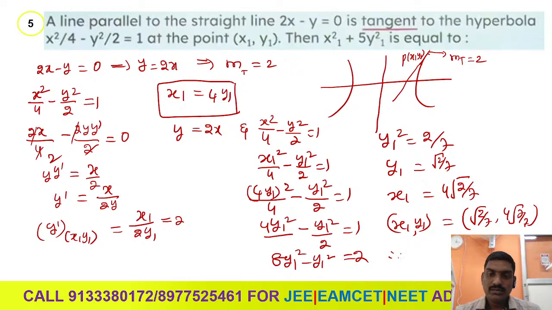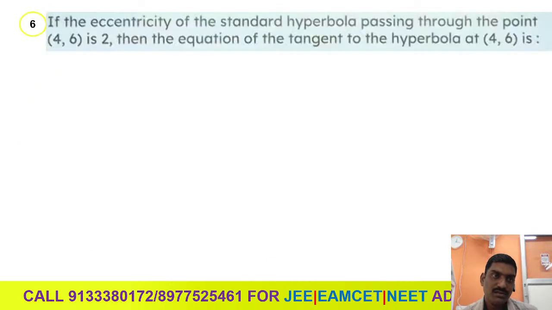So x1 square plus 5y1 square. Here x1 square is 32 over 7, and y1 square is 2 over 7, times 5. So 32 plus 10 over 7, that is 6. So the value of x1 square plus 5y1 square is nothing but 6. Okay. Right. Then the next question.